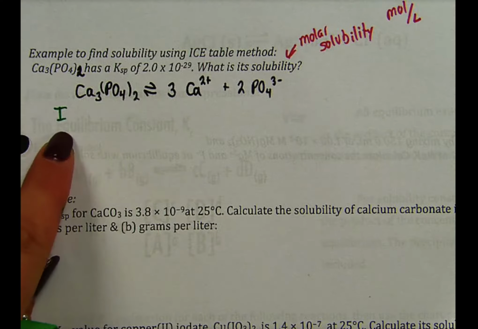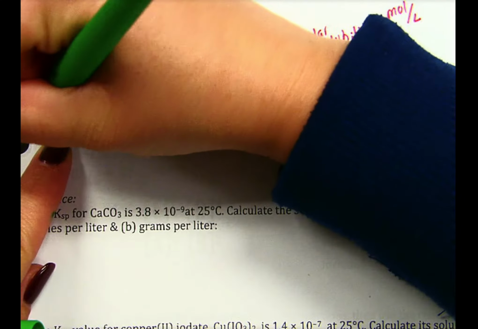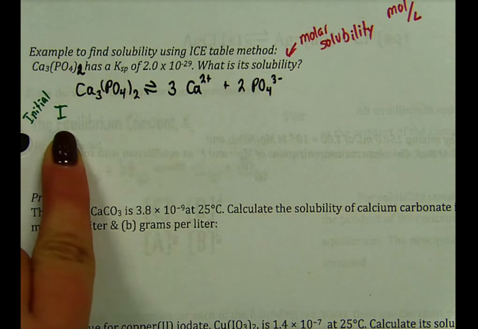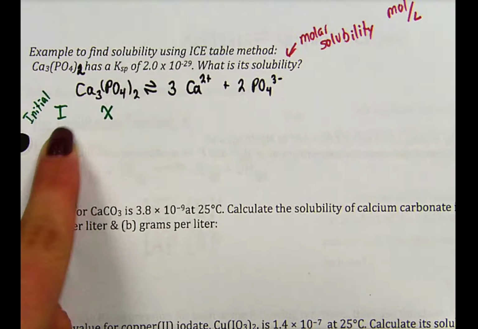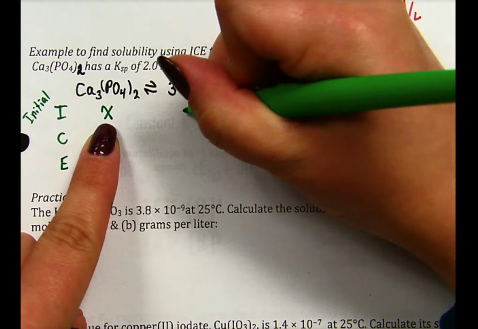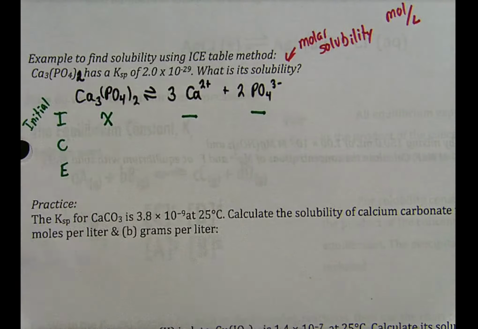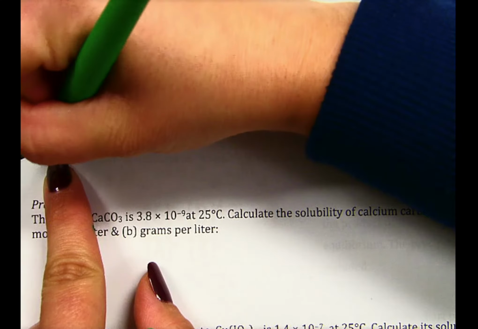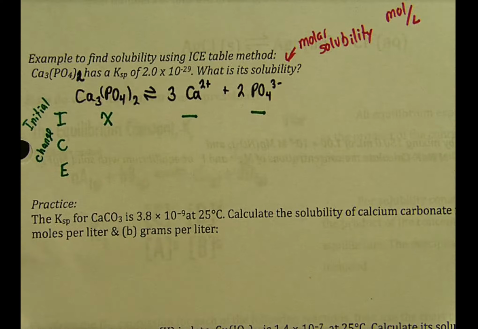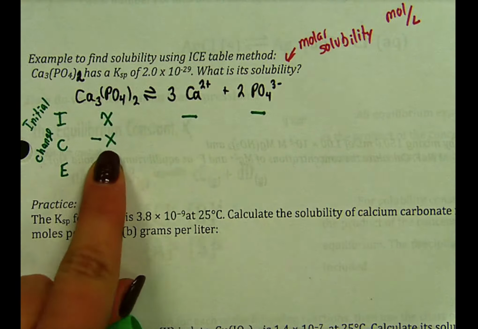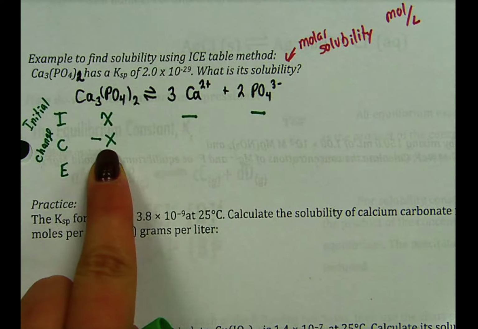What this stands for, I is your initial, the initial concentration. So say we have X moles of this in our solution. Before any of it dissolves, we don't have any calcium or phosphate ions. Those are just 0. C stands for change. So when equilibrium happens, you're going to lose X moles of that calcium phosphate.